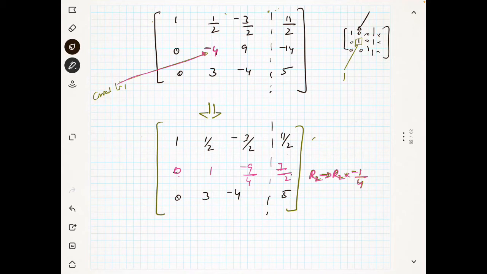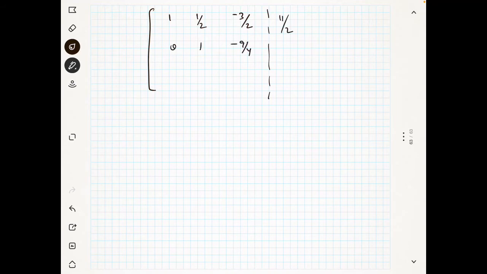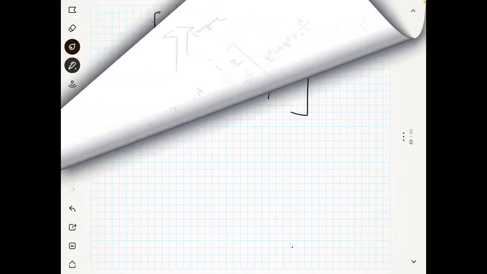Now you see, I am going to change this by using some other operation. So I will repeat again. We will continue on the next page. So first of all, I will write again 1 by 2, minus 3 by 2, and this is 11 by 2. So 0, 1, minus 9 by 4 and 7 by 2. Okay, and this is 0, 3, minus 4 and 5. Okay, that's what we have written.